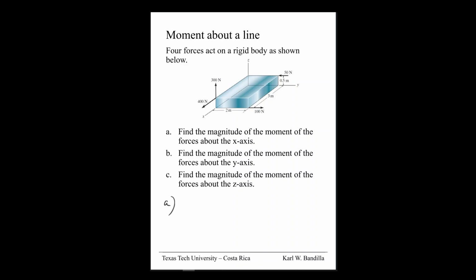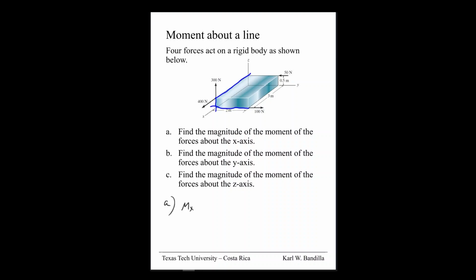Blue. Right, so if I take my line of action of this one, that one goes through the x-axis. So that would be 0. This one also goes through the x-axis, 0. This one is parallel to the x-axis, so 0 as well. So the only one that has a moment is the one in the back there.